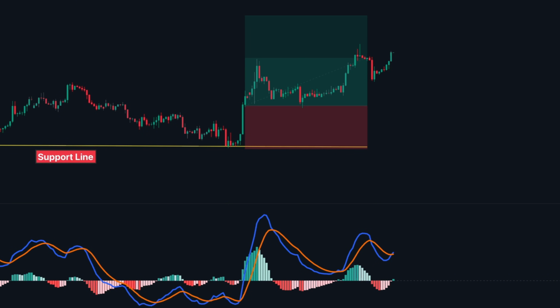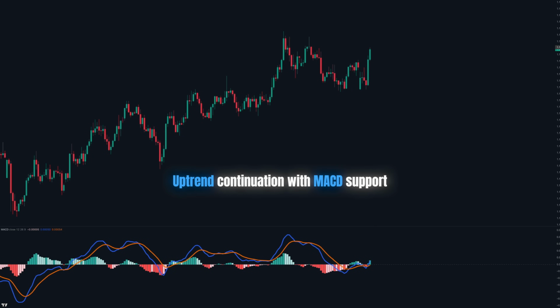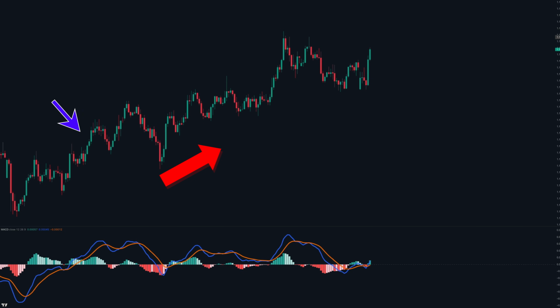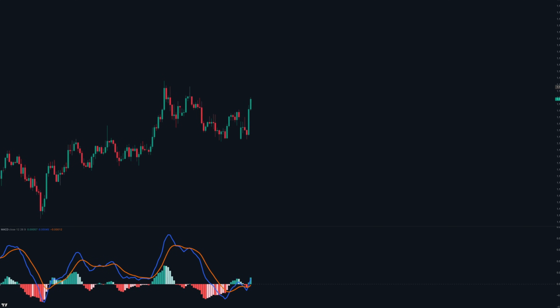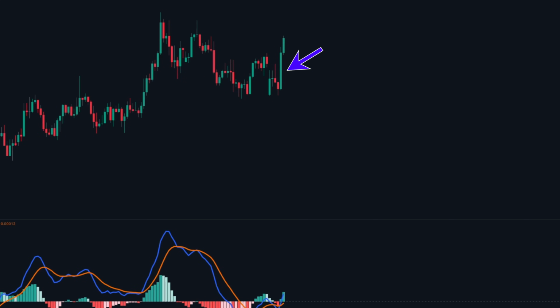Let me show you what I mean with 2 simple examples. Setup number 1. Uptrend continuation with MACD support. See this chart. Market is trending up. Higher highs, higher lows. Price pulls back slightly. Nothing major, just a normal retracement. Now look at this. A strong green candle. The pullback is over. Price is resuming the uptrend.